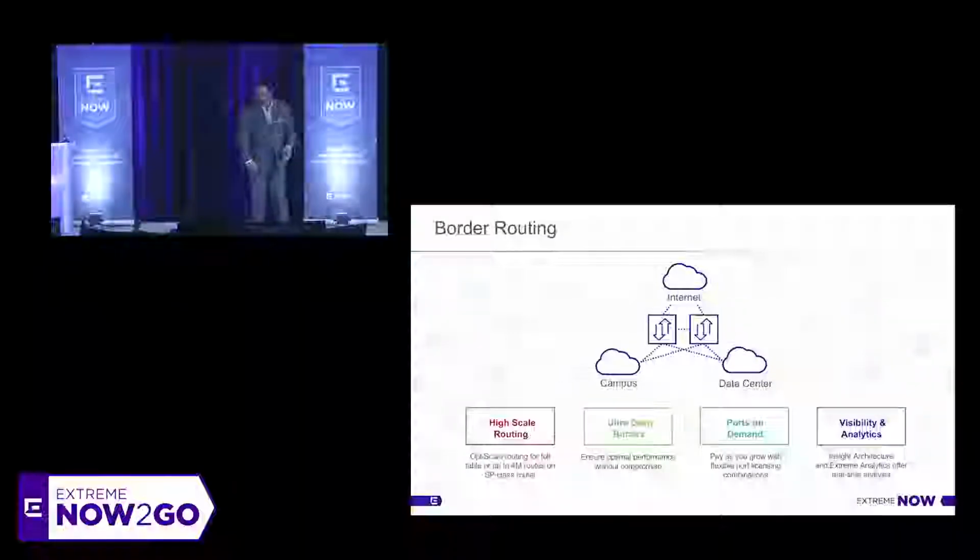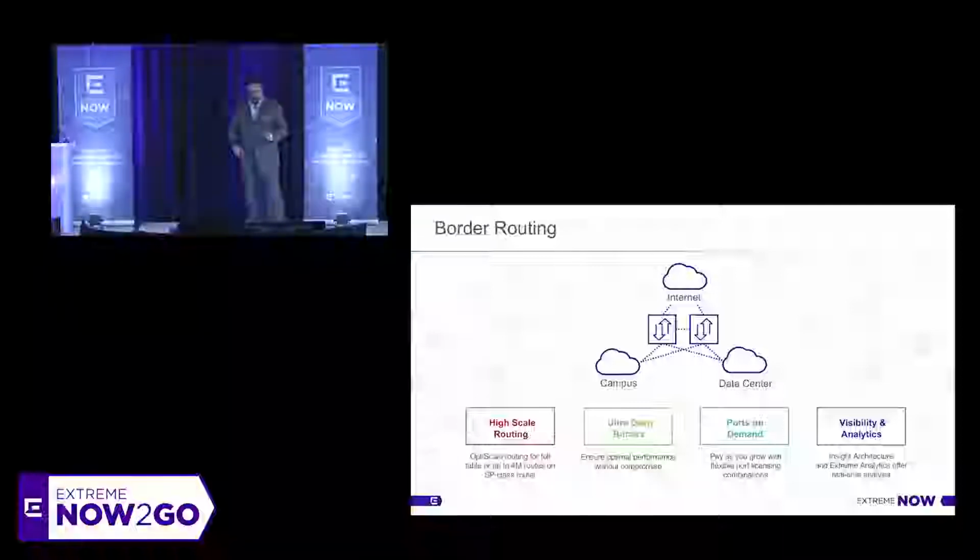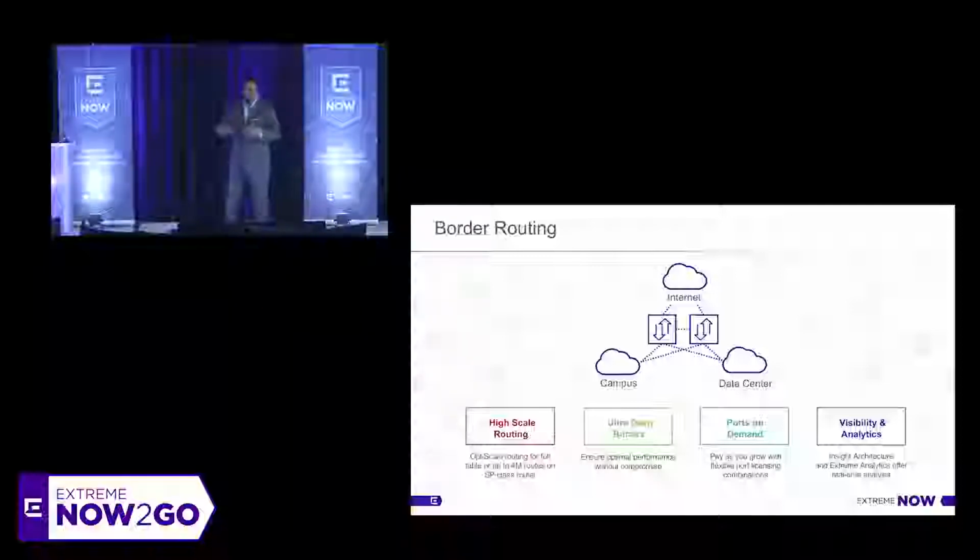Another area of the data center is border routing. Now, with border routing, we need to connect to the internet. Many of you most likely move workloads and applications into the cloud, and that number is consistently growing. So therefore, you have to have a border router that can accept the traffic that's going out to the internet. So it has to be high scale.